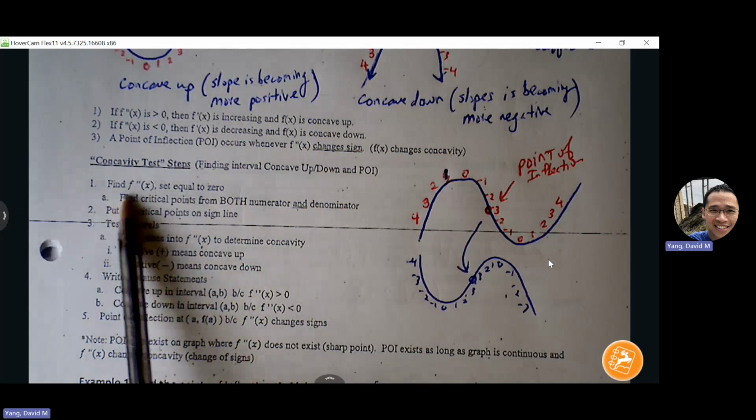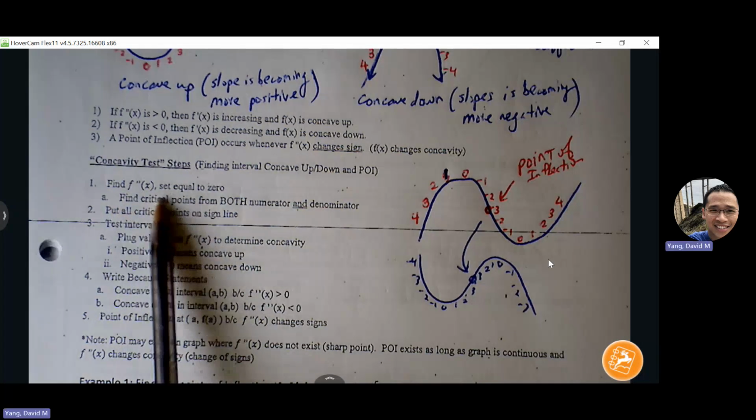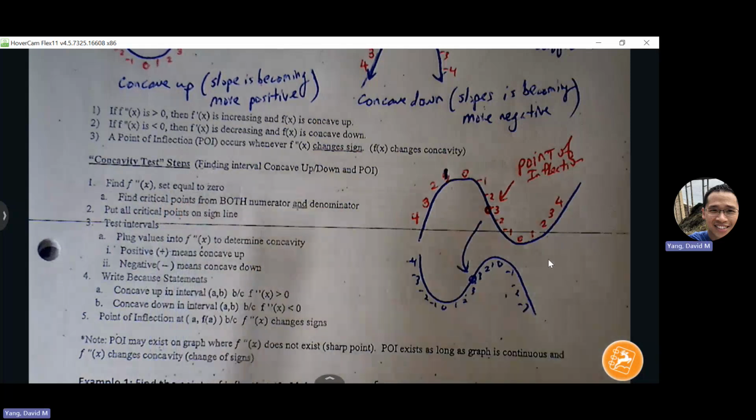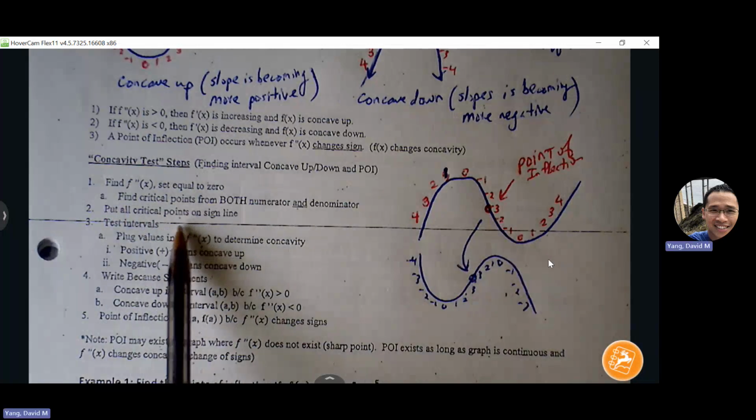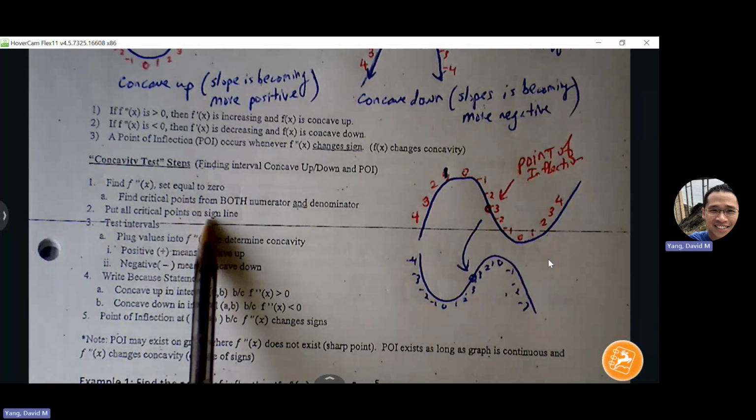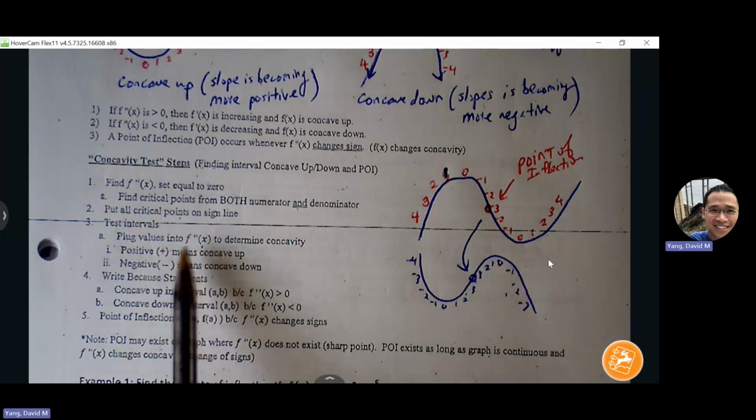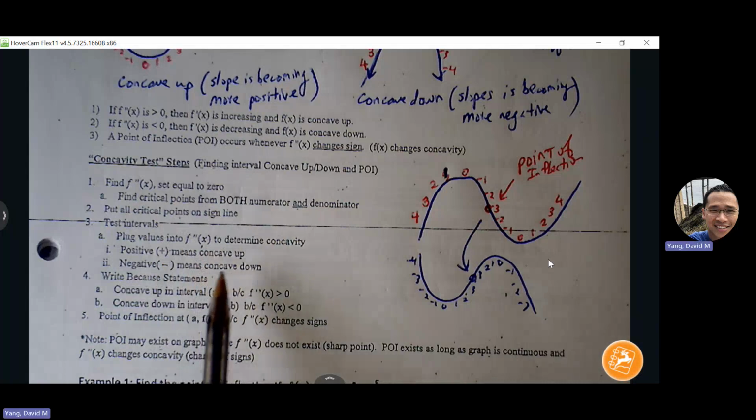So what we're going to do is find f double prime, set f double prime equal to 0, and these will give us critical points, and these critical points could be the potential points of inflection. We're going to put those critical points onto our f double prime sign line. We're going to test each subinterval, and then positive would mean concave up, negative would mean concave down. So the second derivative function is not going to give us information about where the graph is going to rise and fall. It's going to give us information about how the graph is going to curve in those intervals.